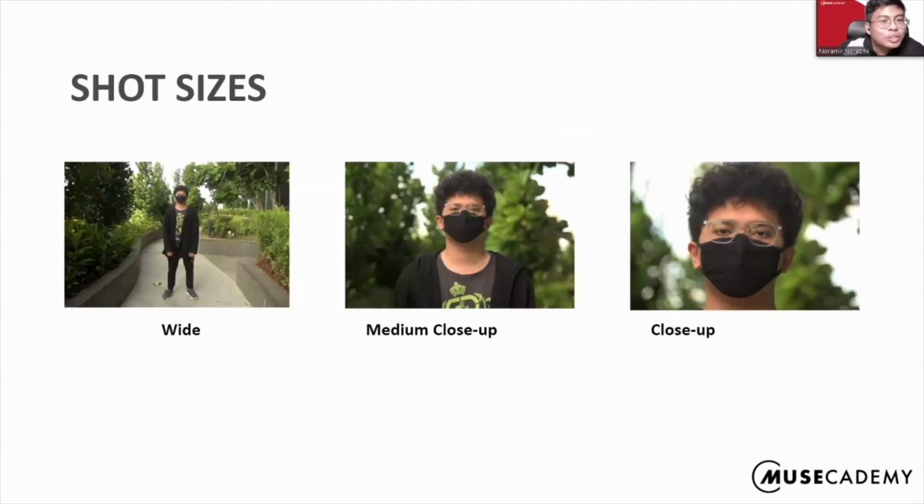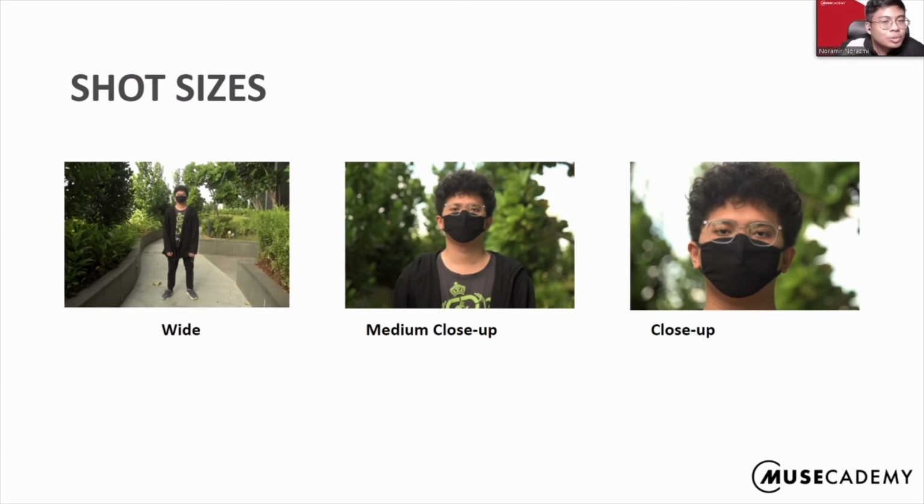Next are the common shot sizes used when producing a video. We have the wide, medium close-up, and close-up. In the wide shot, we show most of the subject, and it's normally used to show the environment or the space. Medium close-up is framed from the chest up and typically favors the face, but it still keeps the subject somewhat distant. You can see he's near, but it's actually quite far. So, close-up is okay.